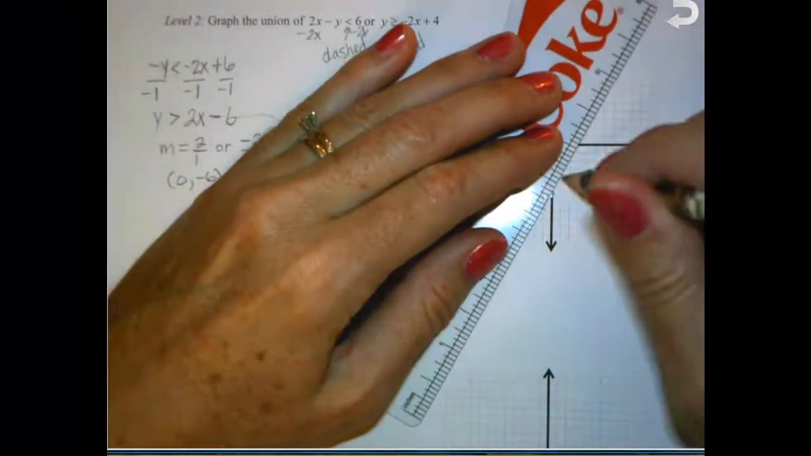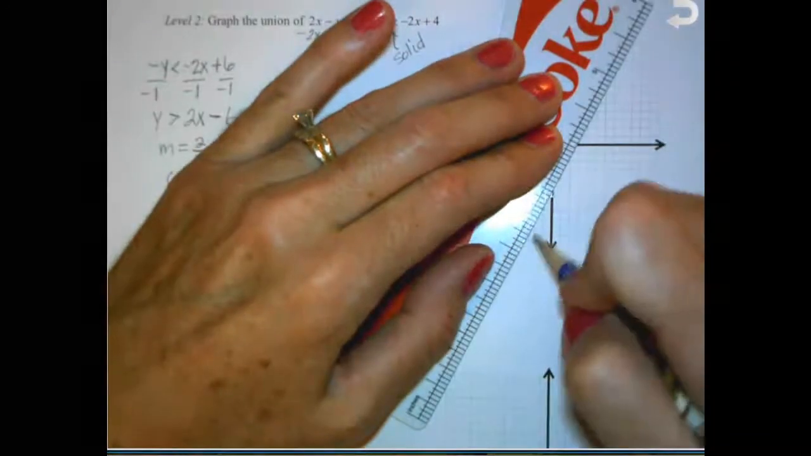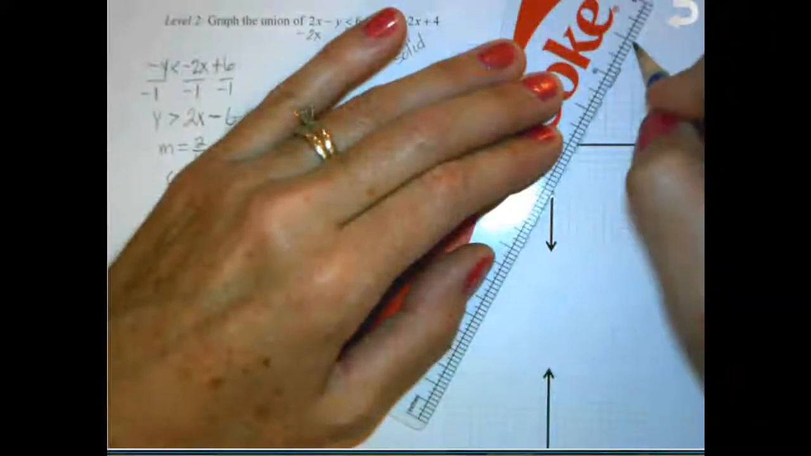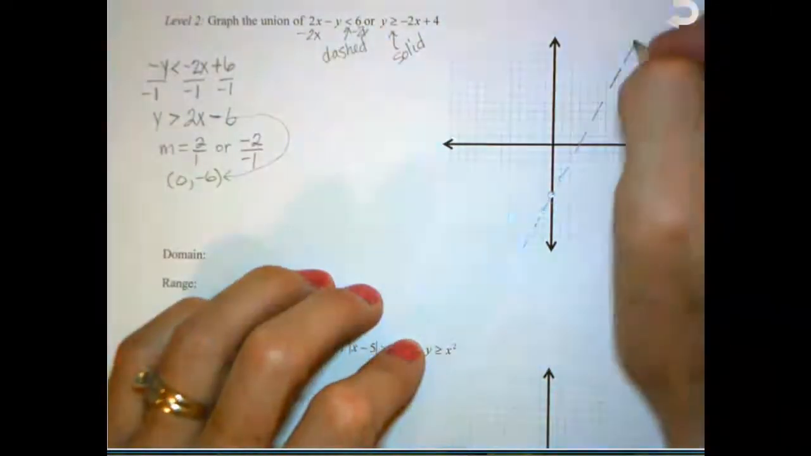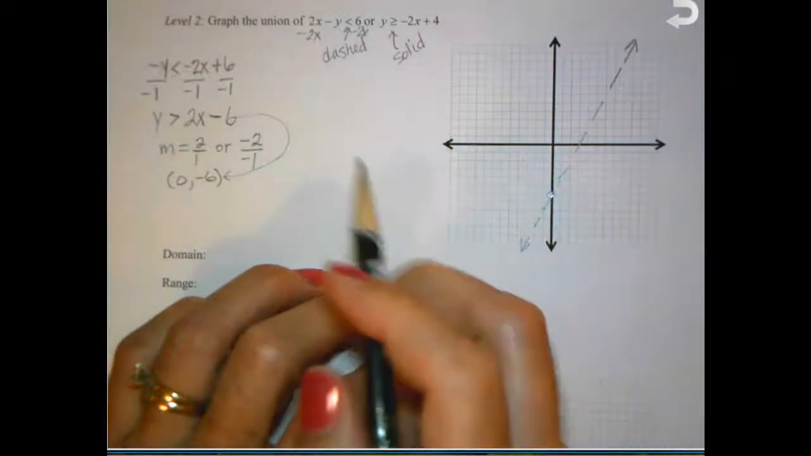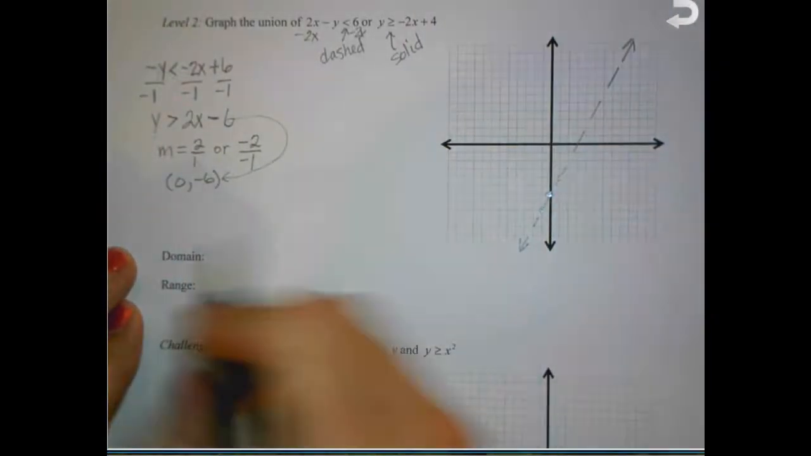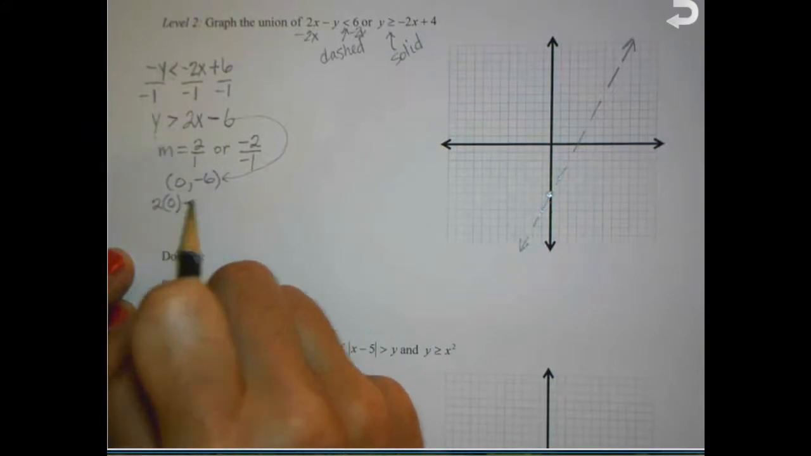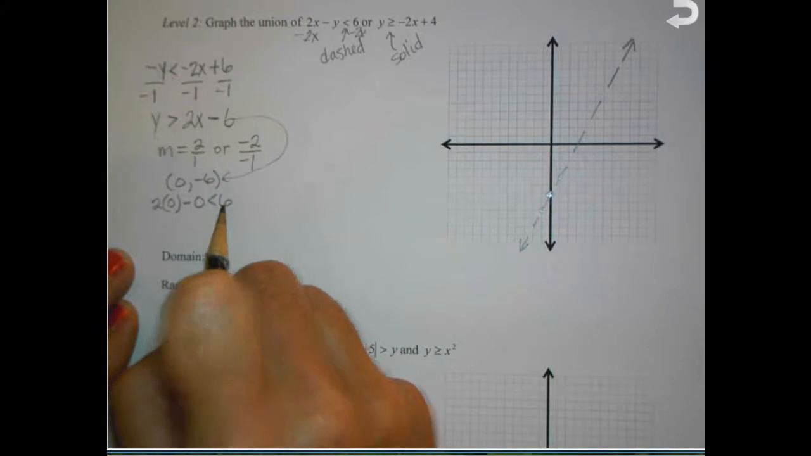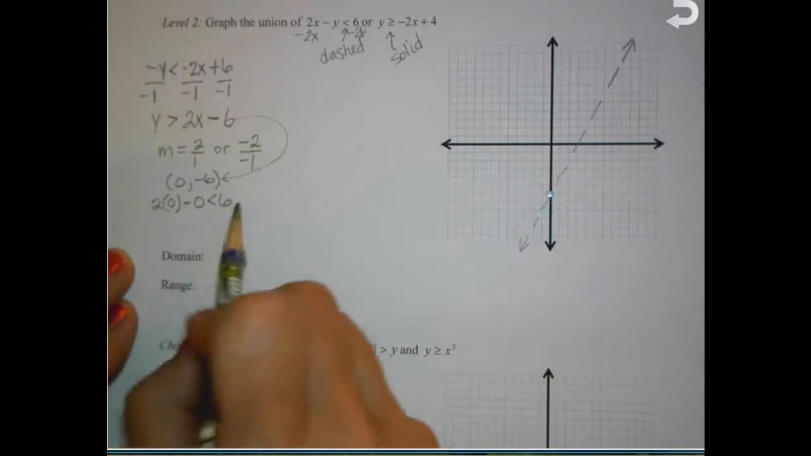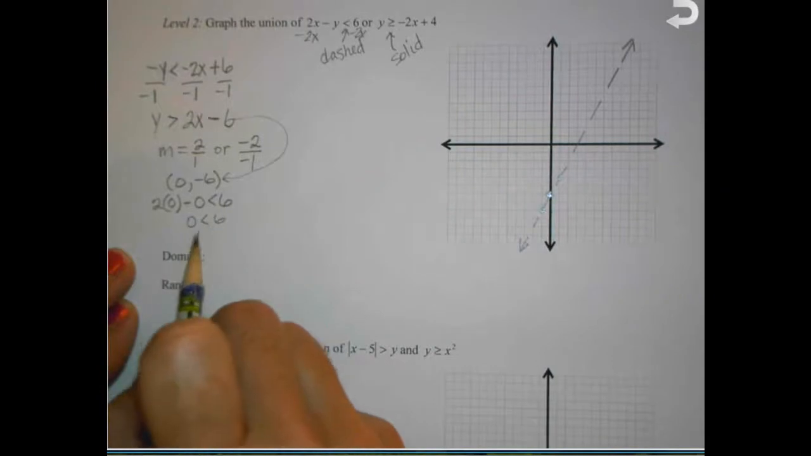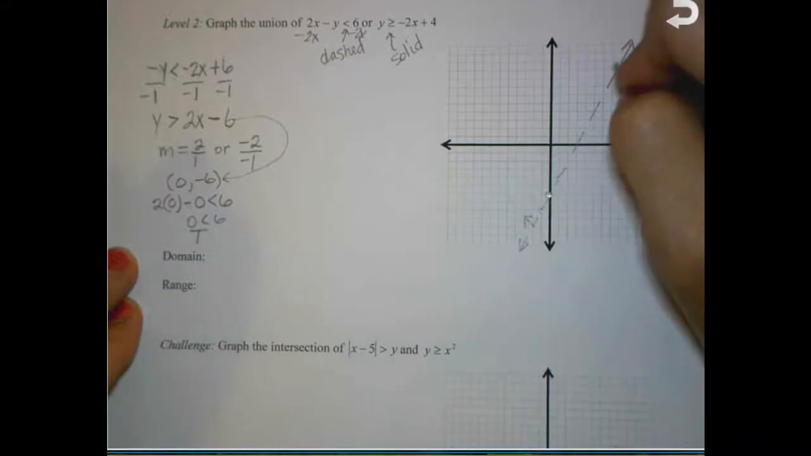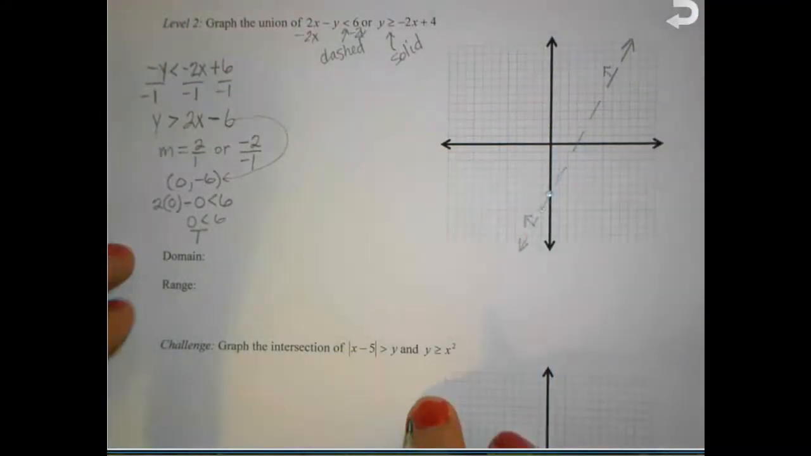So come back to graph that. And a test point of 0, 0 looks like it'll work fine. The original problem gives me 2 times 0 minus 0 should be less than 6. So 0 minus 0 is less than 6, which is a true statement. So I know this point is included. So I'll put a little arrow showing which way to go at both ends of my line.